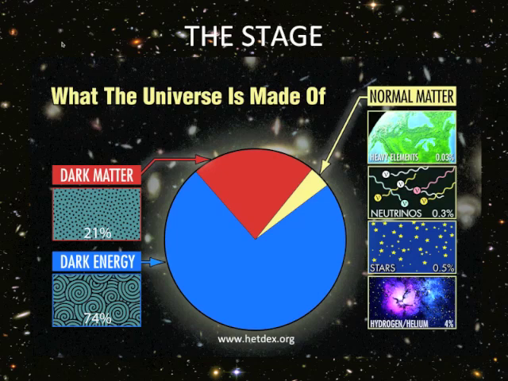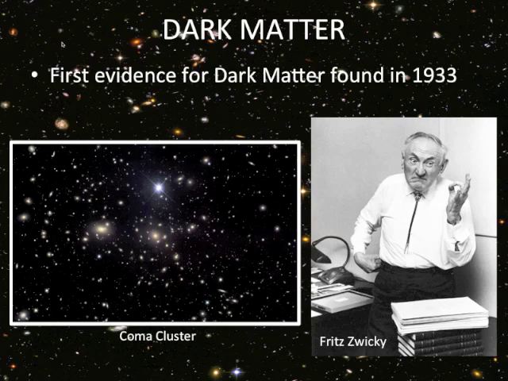So how is it that we came to realize that we are so insignificant and that most of the universe is made of something we have no idea what it is, right? The first evidence for the existence of dark matter came in the 1930s from a professor at Caltech whose name is Fritz Zwicky, right? So imagine the following. If you have a cluster of galaxies, like the one I'm showing you here, this is called the Coma cluster of galaxies.